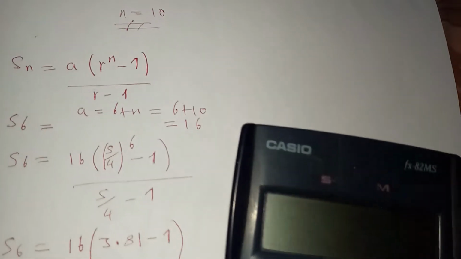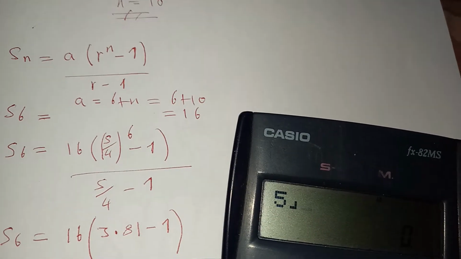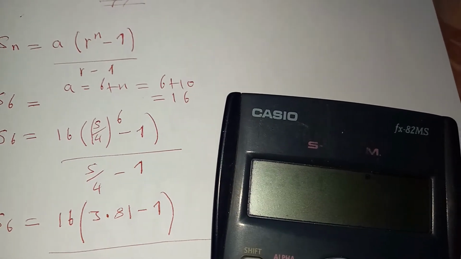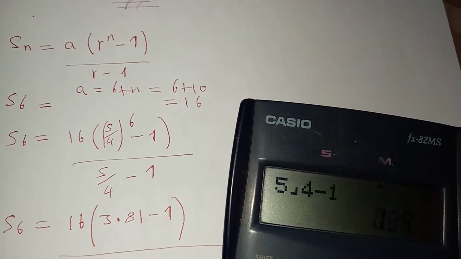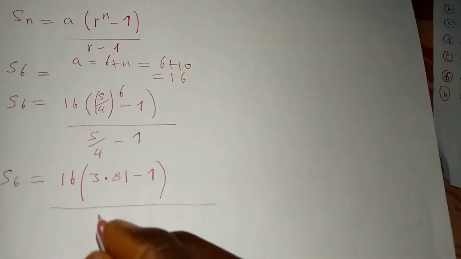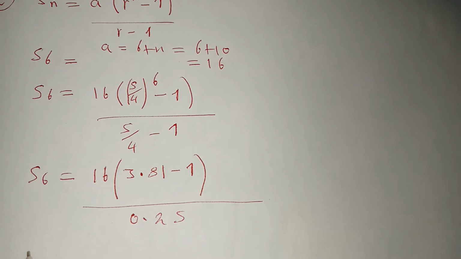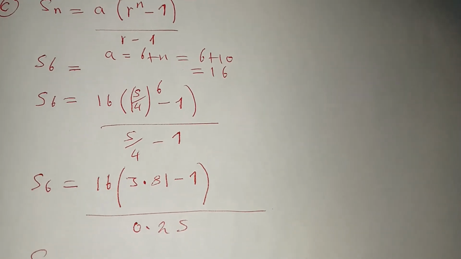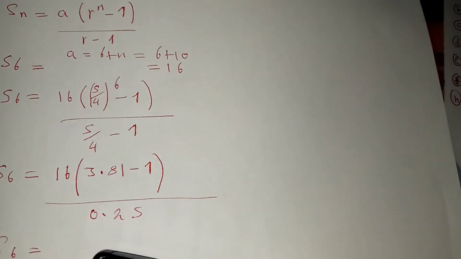Just collect the number to 3 significant figures, 3.81, minus 1 in brackets, over, when we say 5 divided by 4 minus 1, it is giving us 1 over 4. In decimal points it is 0.25. So this is 0.25.